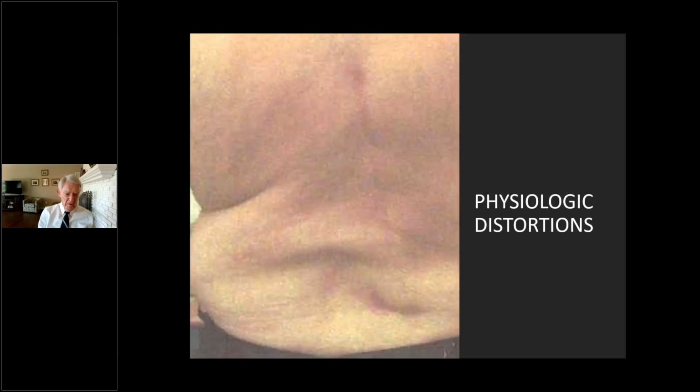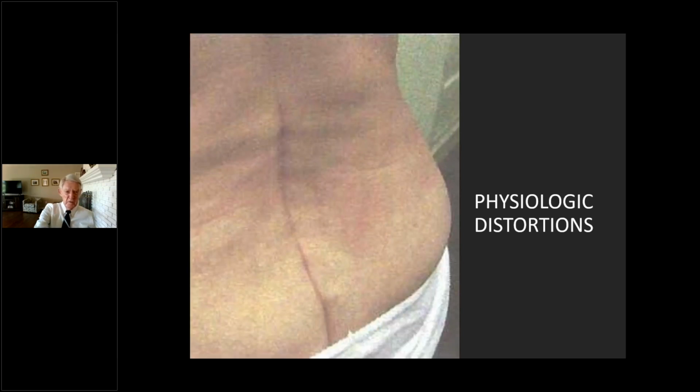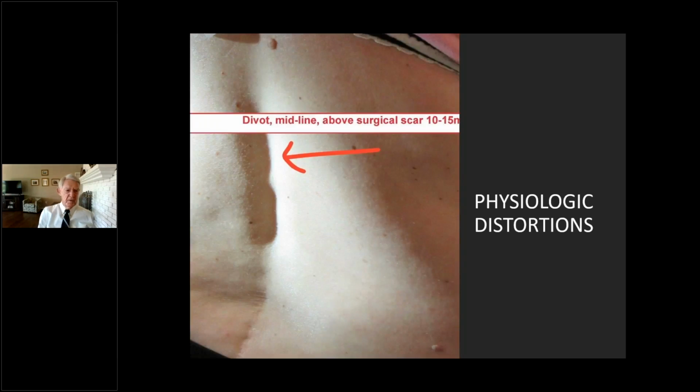Here's another one. You see this big crease here. You see folds here. When you see these kinds of physical distortions, think adhesive arachnoiditis. Another one here, creases. This has obviously had surgery, which caused some of the distortion, but you see the indentation here. Another thing that happens is you get an indentation right down the middle of the back or even off to the side, and that's caused by spinal fluid leakage and scarring in the subcutaneous tissues.